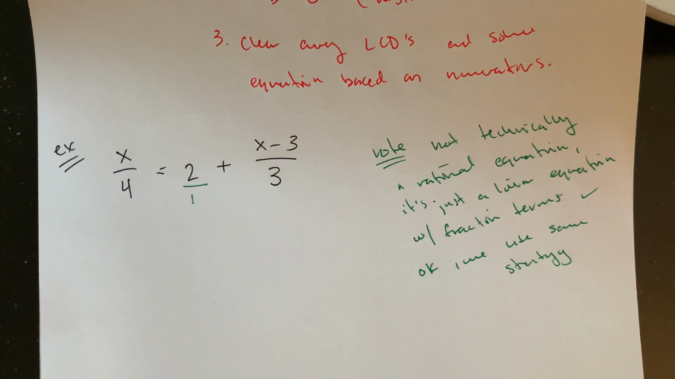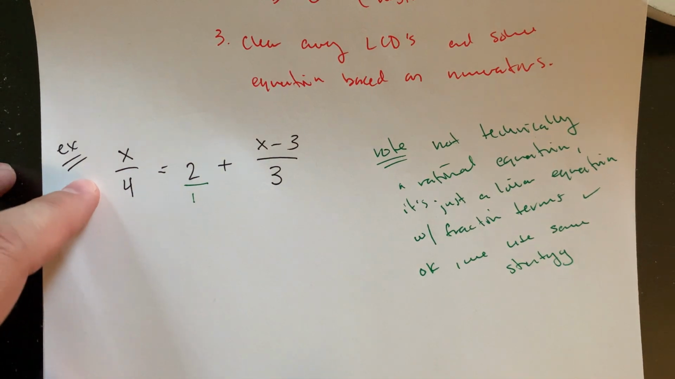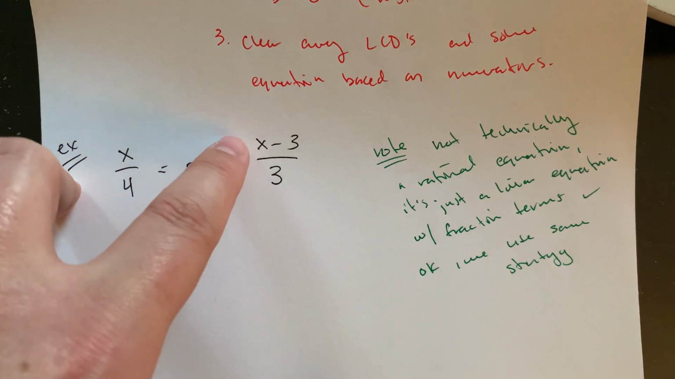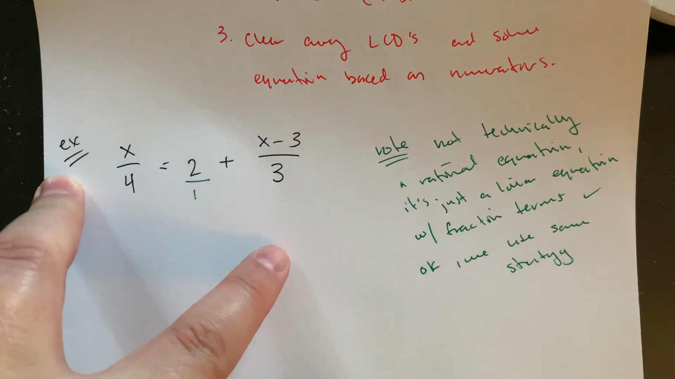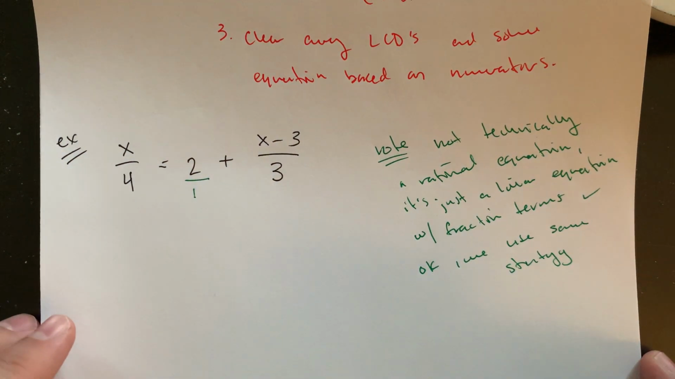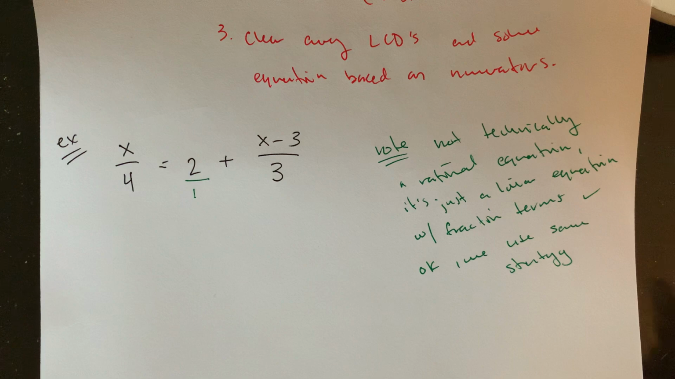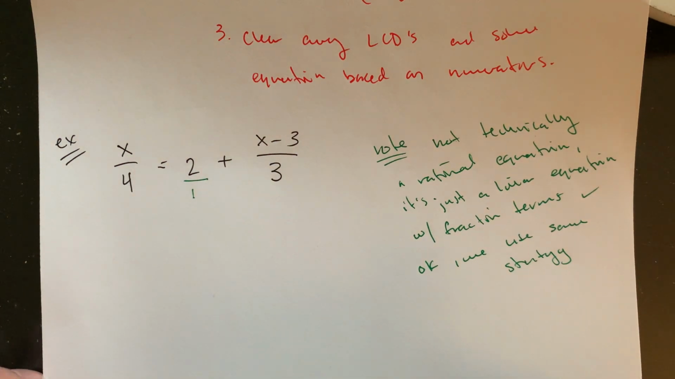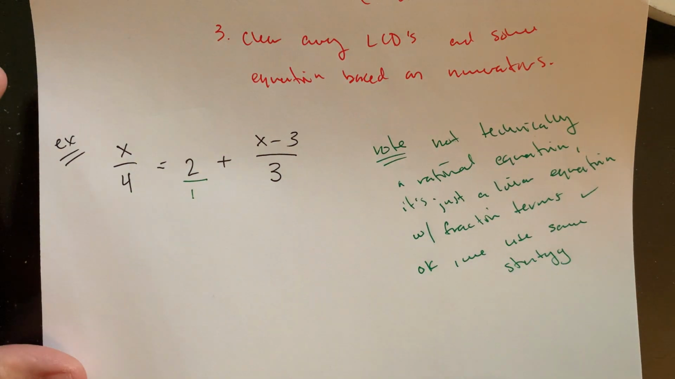I don't have any variables in the denominator. So that's the difference between this technically being a rational equation. You would need to have x values in the denominator to be a true rational expression or rational equation. This is technically just sort of a linear equation. This would be kind of 1/4 x equals 2 plus 1/3 times x minus 3 over 3, if you were kind of splitting it up. We could do that, but I think doing this common denominator stuff is going to be best.